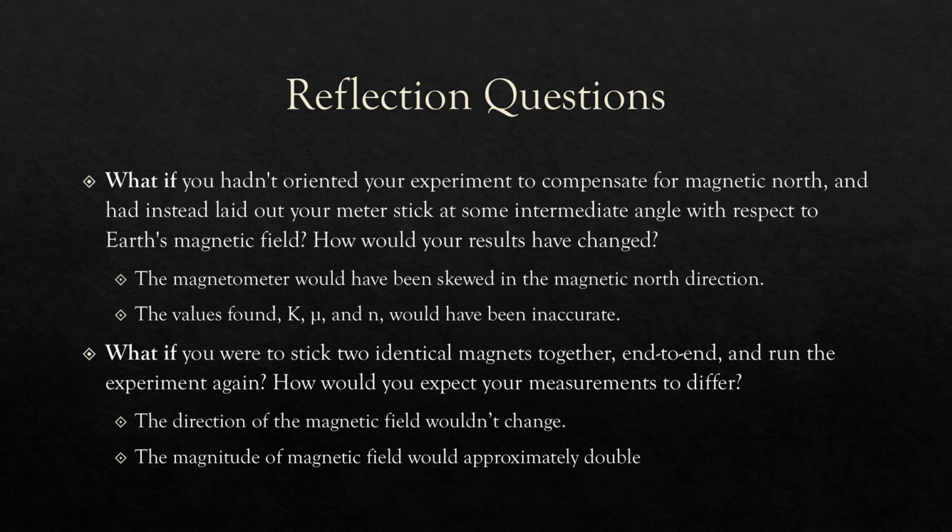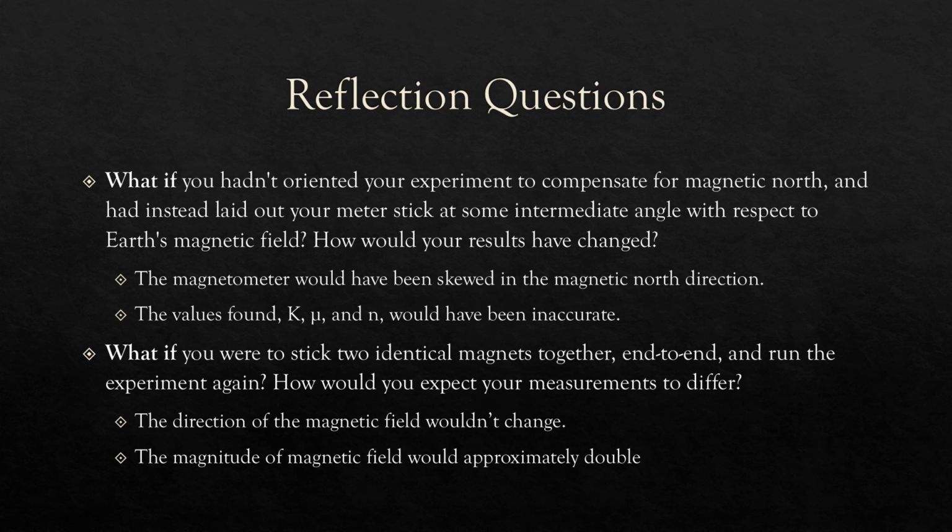The reflection questions. What if you hadn't oriented your experiment to compensate for magnetic north and had instead laid out your meter stick at some intermediate angle with respect to Earth's magnetic field? How would your results have changed? The magnetometer would have been skewed in the magnetic north direction, and the values found, K, mu, and N, would have been inaccurate.